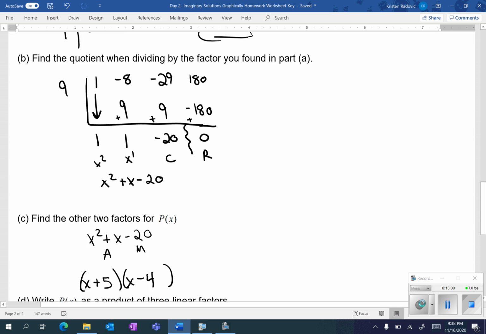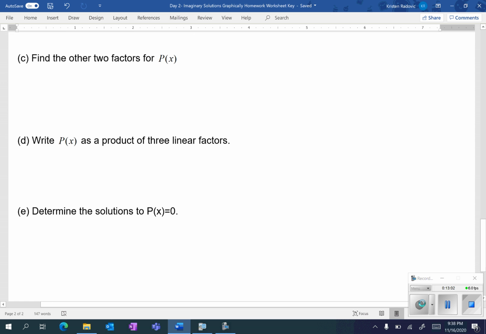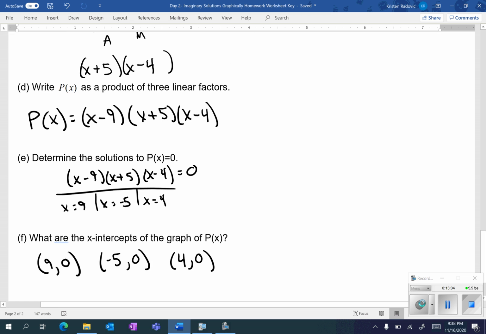Now, tomorrow in class, what we're going to go over is how to determine what the original factor is. In both of these questions, I gave you the factor. Tomorrow, we're going to be looking at the graph to find a factor and then helping us find the factor to help us divide and ultimately find all of the solutions.